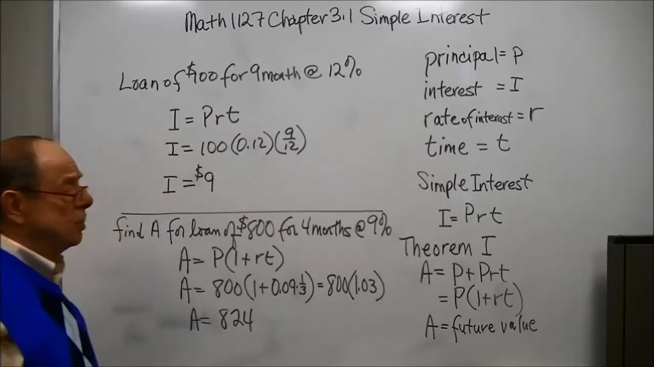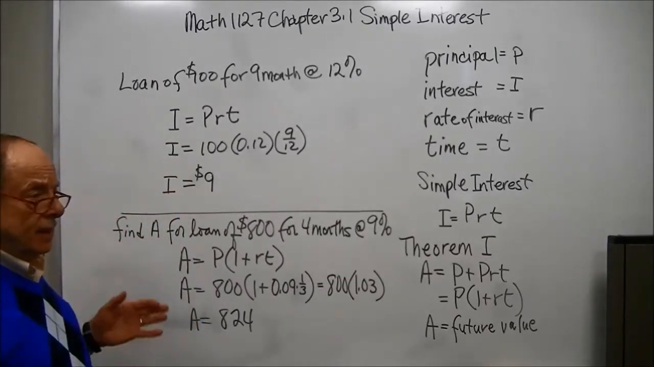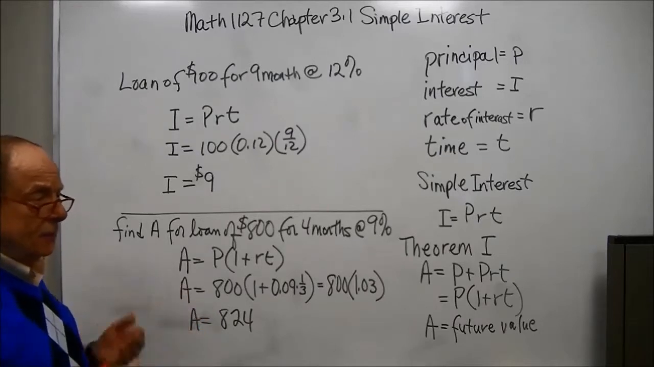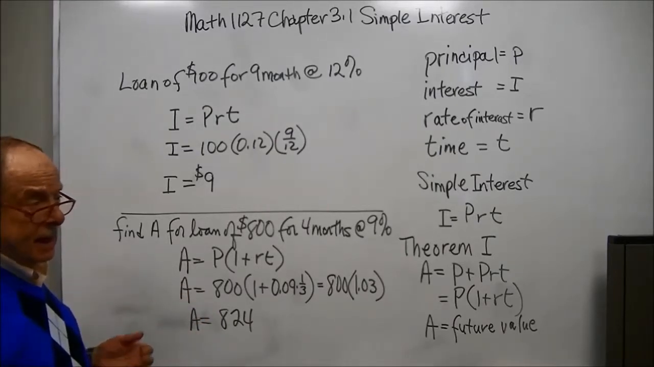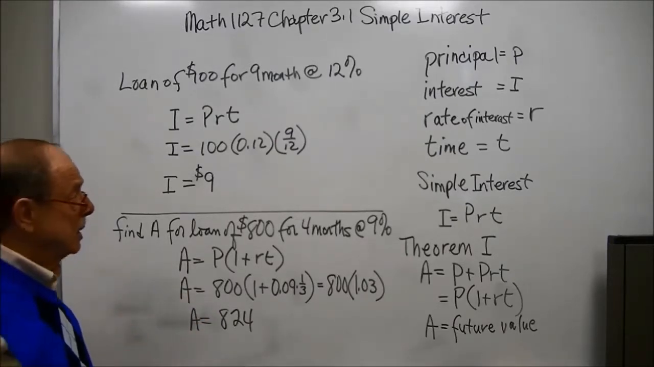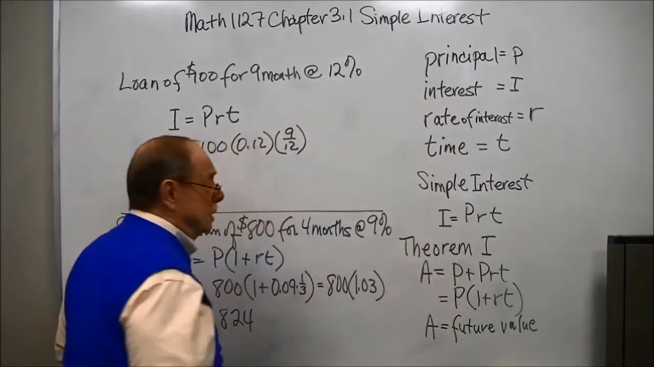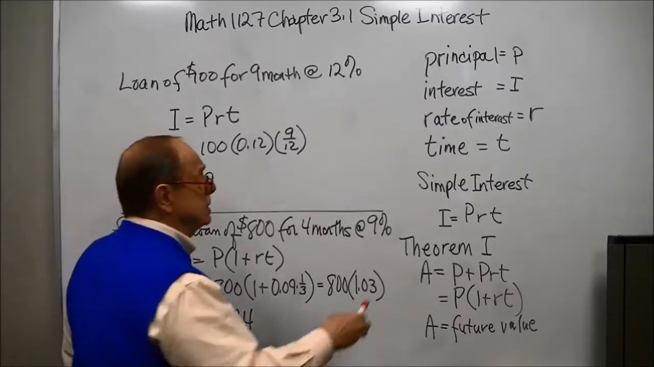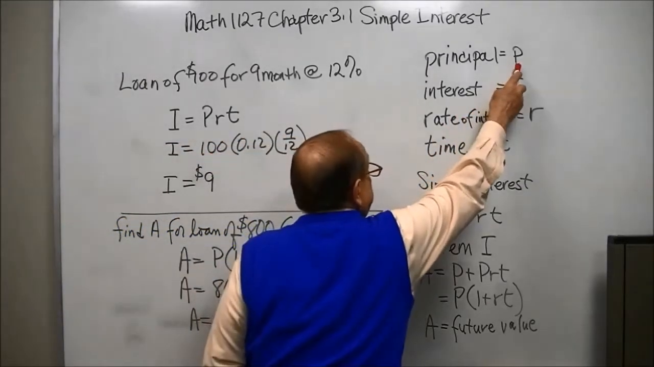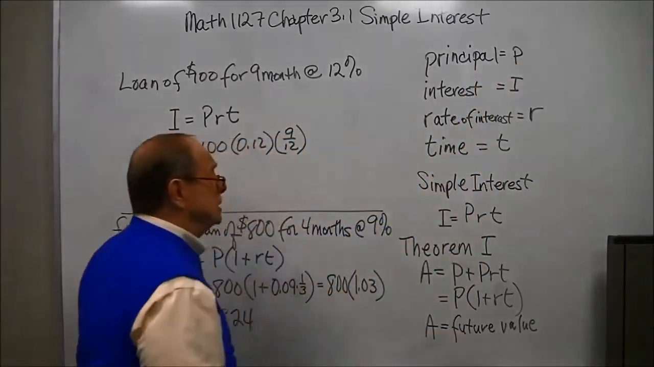When you want to borrow some money, the amount of money you want to receive from the bank, let's say $100, this is considered the principal of your loan. And we use the capital letter P to indicate the principal of the loan.